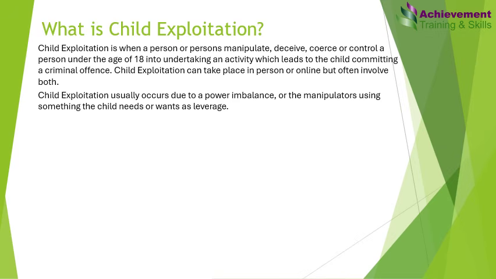What is child exploitation? Child exploitation is when a person or persons manipulate, deceive, coerce, or control a person under the age of 18 into undertaking an activity which leads to the child committing a criminal offence. Child exploitation can take place in person or online, but often involves both. It usually occurs due to a power imbalance, or the manipulators using something the child needs or wants as leverage.